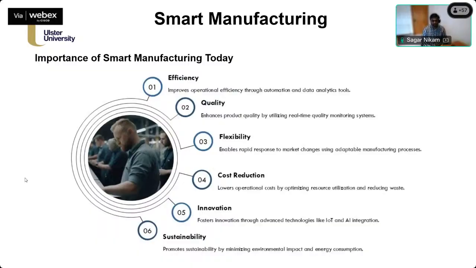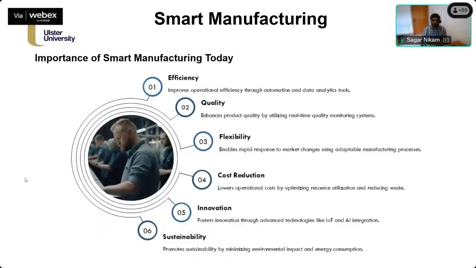And innovation. Innovation is going to continuously increase in this field once IoT and AI come into the field. Obviously, now we have the technology, IoT and all those things, but deployment of this technology in manufacturing is still challenging, and important. So in that case, innovation is the fifth aspect. And the sixth, which is very important, is sustainability. That's going to reduce the environmental impact and also energy consumption.